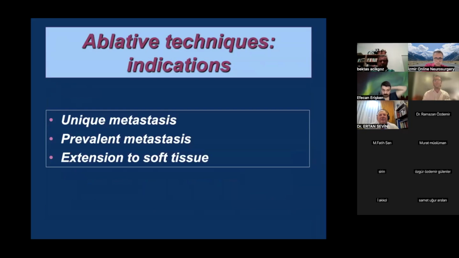What are the indications for ablation techniques? We don't use them for all metastases. We use them when you have a unique metastasis, where you want to be curative and cure the patient. When you have several metastases, but one is bigger than the others, we will focus on this biggest lesion using ablation technique. And also when you have an extension from the vertebral body towards the surrounding soft tissue, to destroy this extension. So once more, we don't use ablative technique for all patients, only in these indications.